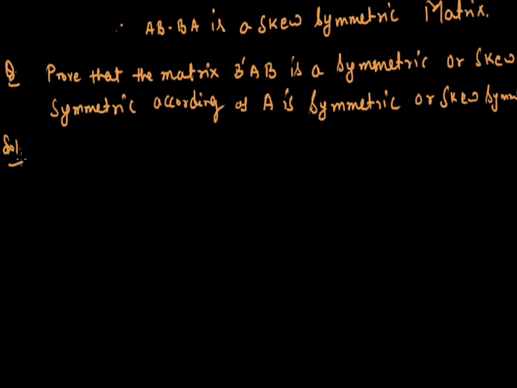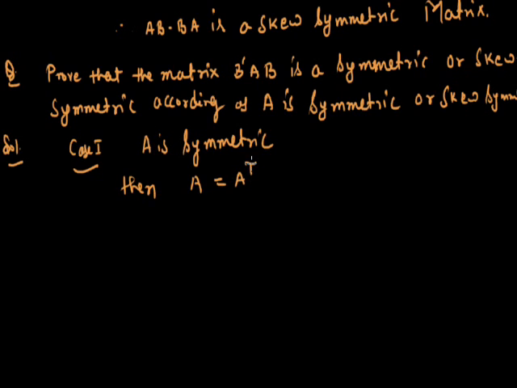Now we have to prove that B' AB is symmetric or skew symmetric according as A is symmetric or skew symmetric. Now case 1. Suppose we take A is symmetric. If A is symmetric, then A equal to A transpose.